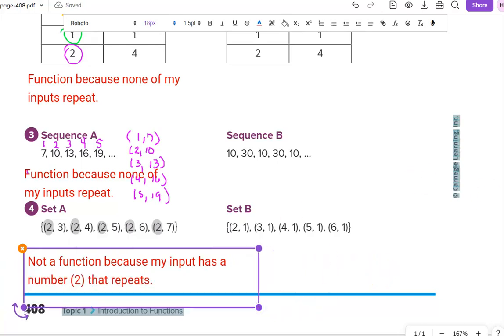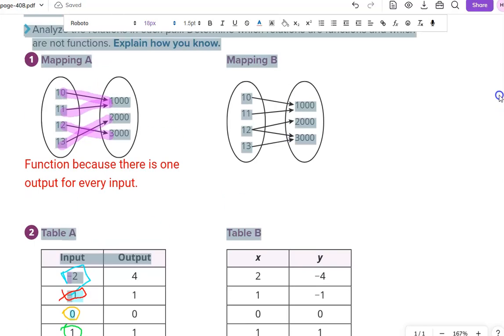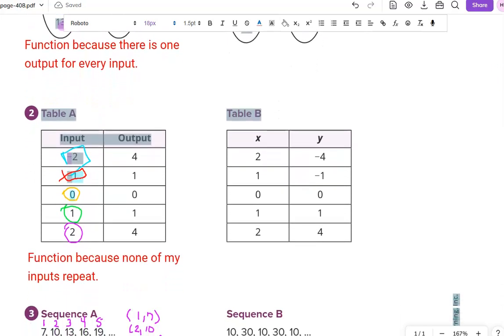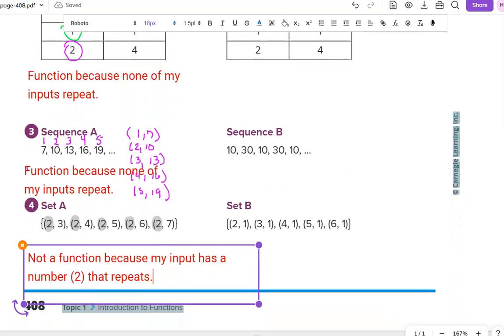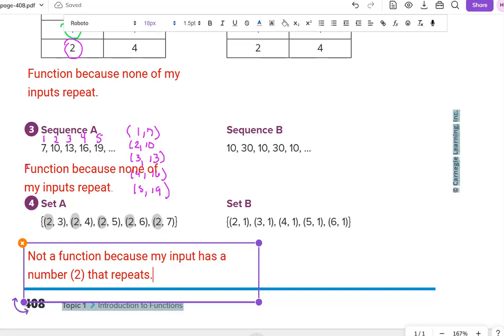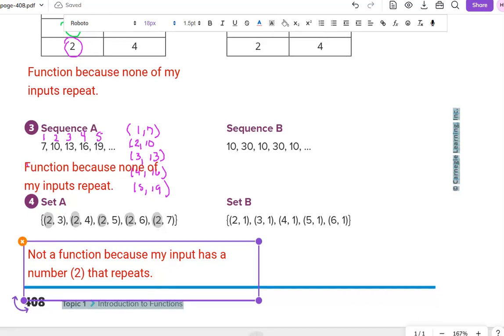Okay, so now you're going to do the same thing with mapping B, table B, sequence B, and set B. And then we will check your answers on Monday. So hopefully this makes sense because this is what we're going to be working on for the next few weeks. And I will see you guys on Monday.